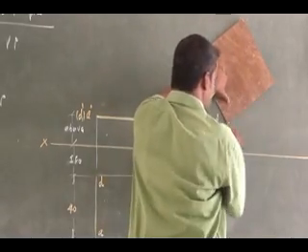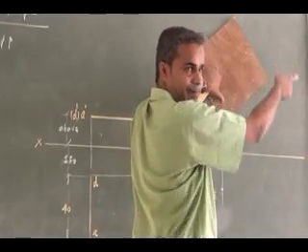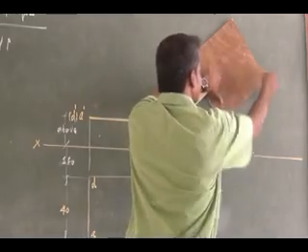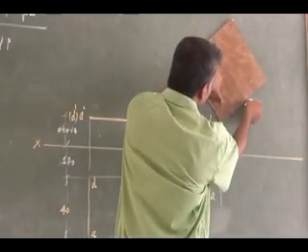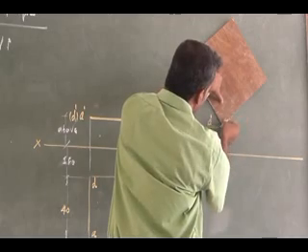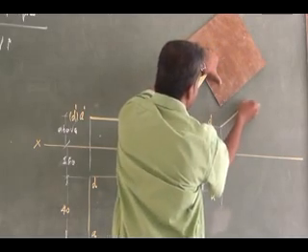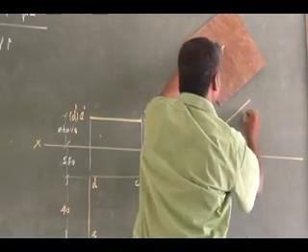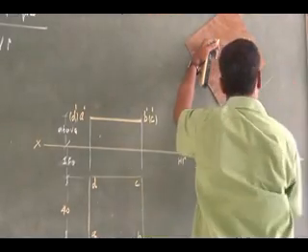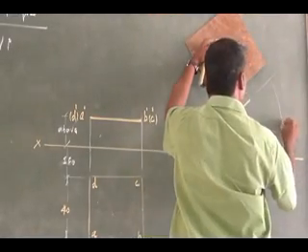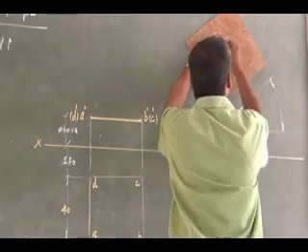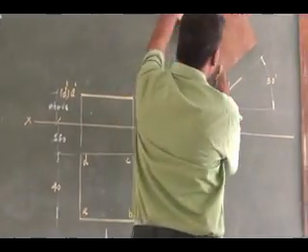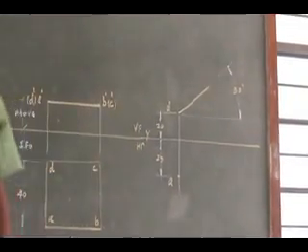So what else is given? The edge adjacent to that corner is inclined at 30 degrees. If this is 30 degrees inclined, this would be 60 degrees. So I am keeping this edge at 30 degrees inclination, drawing a square of 40 mm. This inclination is 30 degrees.